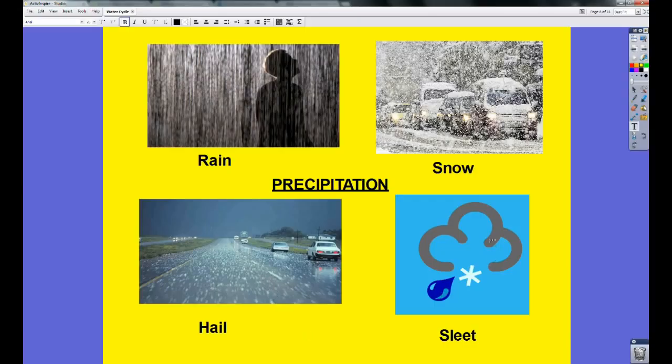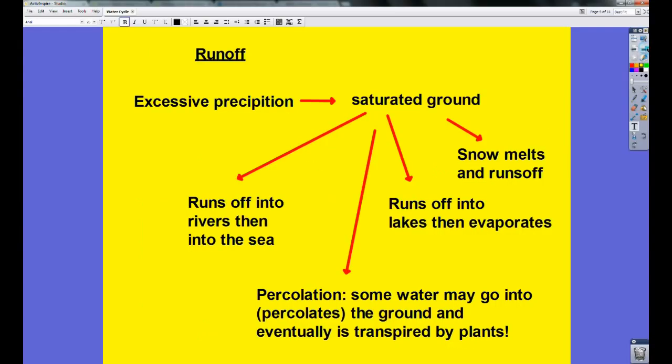And if you're very unlucky, instead of snow, you'll get sleet, which is a mixture of rain and snow and is slushy and not nearly as fun as snow itself. So those are the 4 types of precipitation. You need to know all those. You need to know precipitation. You need to know the 4 types.